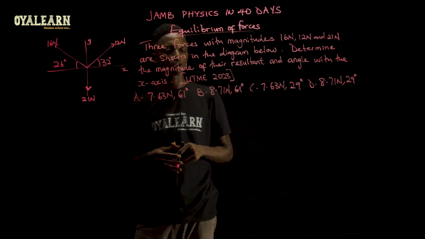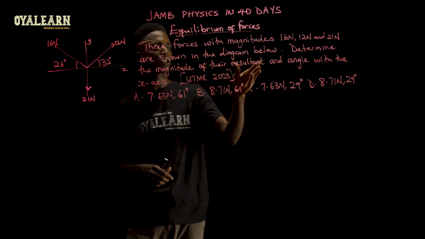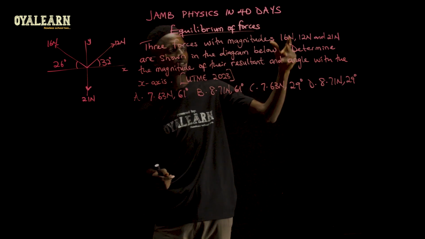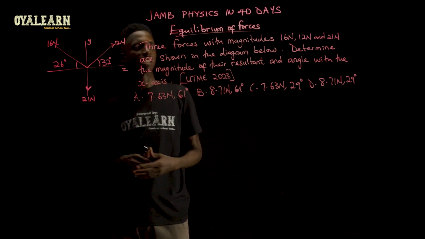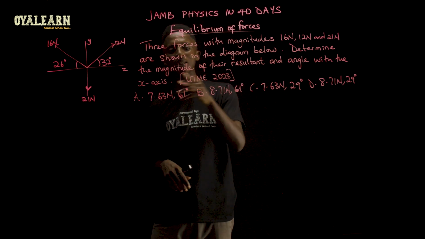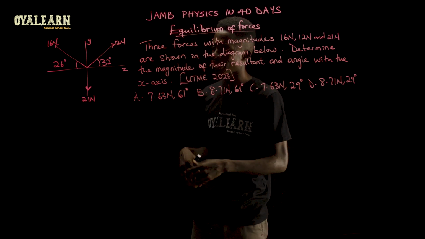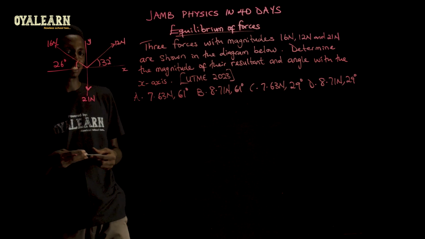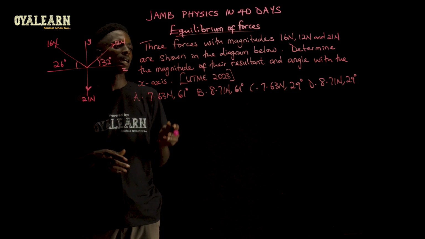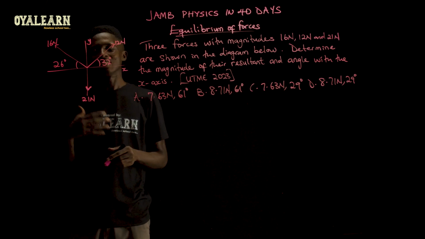Now, this question from UTME 2023 says, three forces with magnitude 16 Newton, 12 Newtons, and 21 Newtons are shown in the diagram below, and then we have this diagram. So we have to determine the magnitude of their resultant and angle with the x-axis. Now, this is a case where you have multiple forces acting on a particle, right? And to find the resultant, we have to find the x component and then the y component.